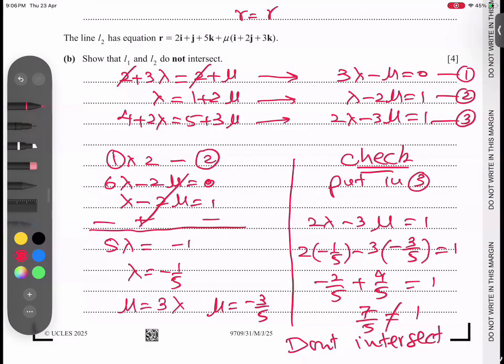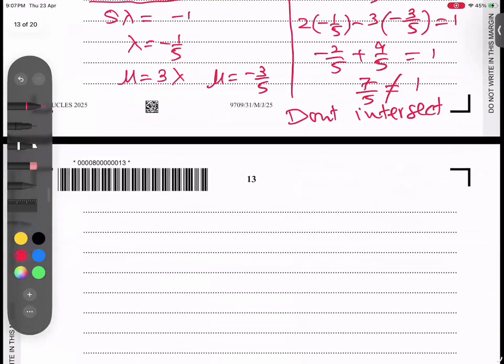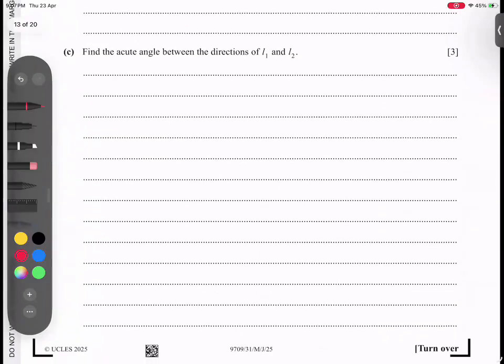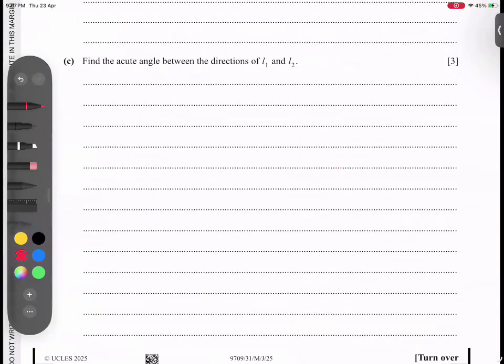So I hope this part is very clear. And let's go for the next part of the same question. He said find the angle between L1 and L2. So we will take both directions. The formula is b1 dot b2 is equal to the magnitude of b1 into the magnitude of b2 and the cos of the angle between them.